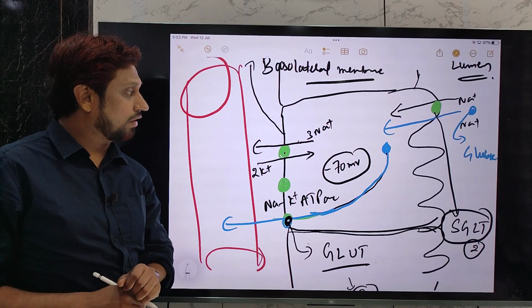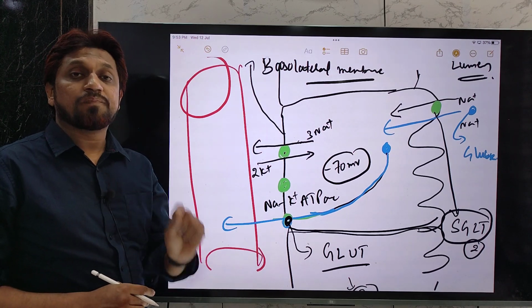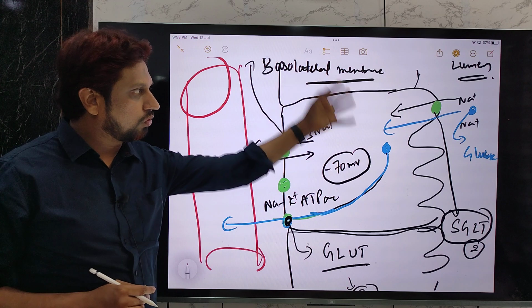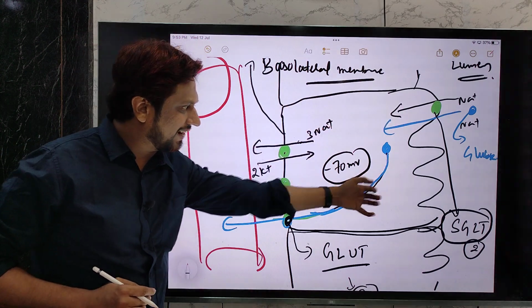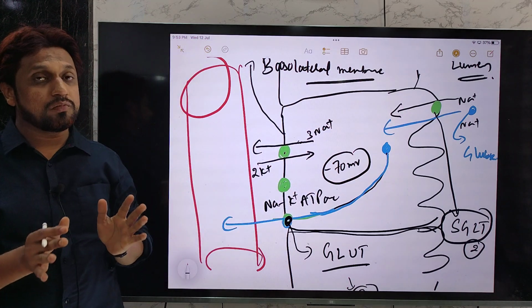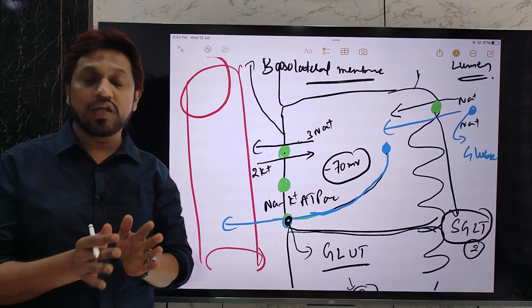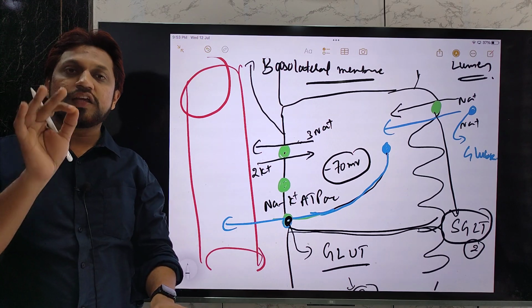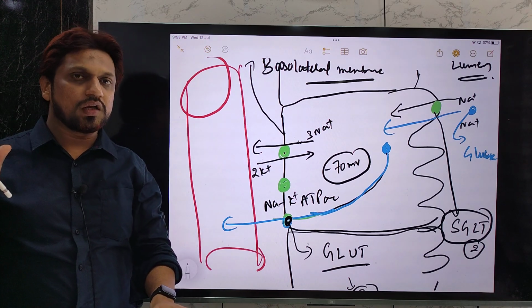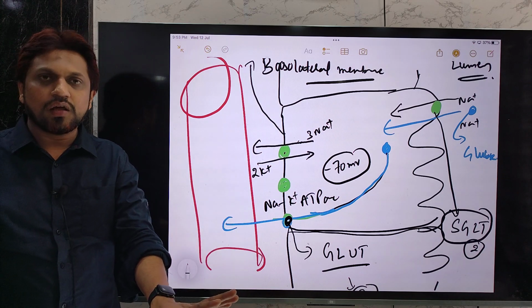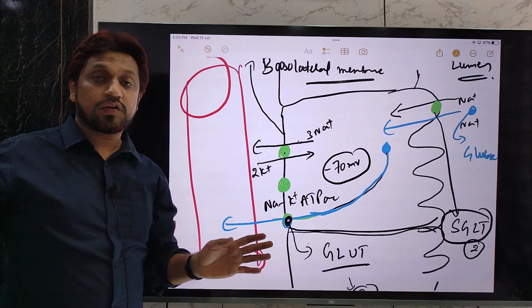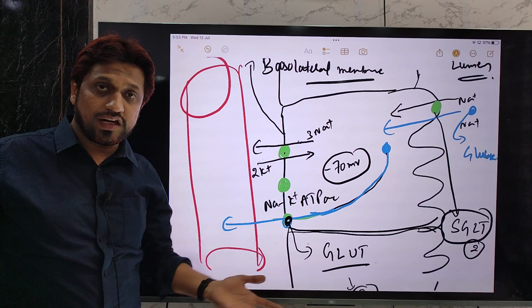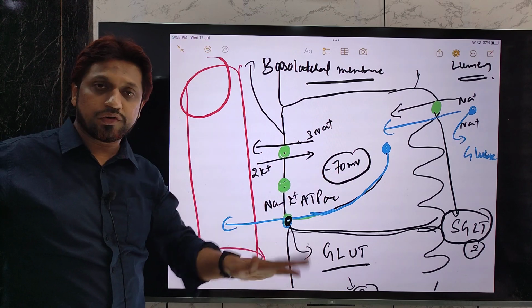And just let me remind you, almost 100% of the glucose which is filtered out will get reabsorbed in the proximal convoluted tubule. That's why in a normal person no glucose is seen in the urine. Practically nil, because glucose is a very important substance required for metabolism and energy. So we can't lose this glucose into the urine.